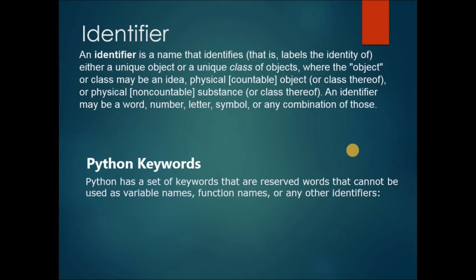A variable name is the space where we can store data during the execution of a program. Suppose you are going to enter a number in the program, and the instruction comes: enter a number.